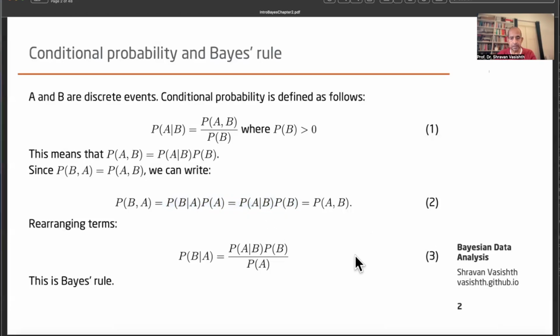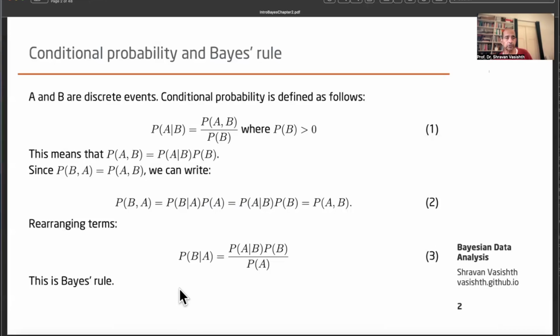And so what that gives us is equation 3, because now if we divide this term by the probability of A and divide the right-hand side also by the probability of A, we end up with Bayes' rule, which is equation 3, right? Which says that the probability of B given A is equal to the probability of A given B times the probability of B divided by the probability of A. So this Bayes' rule is what we're going to be using in this course for doing statistical inference.